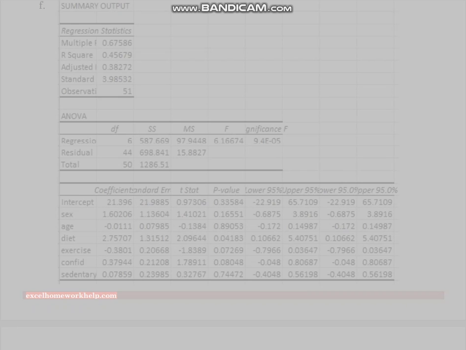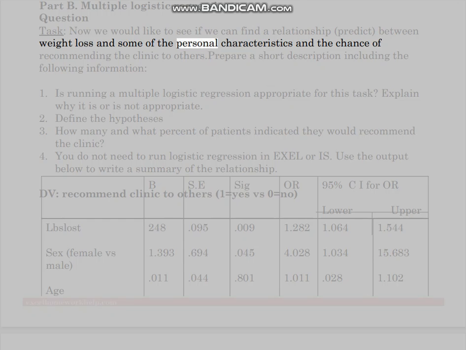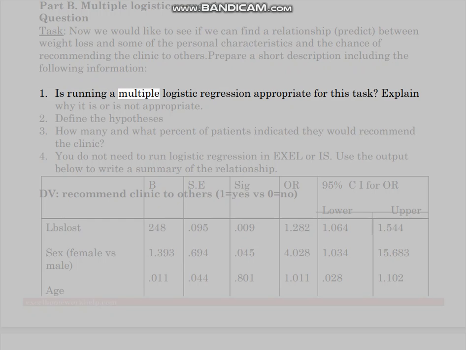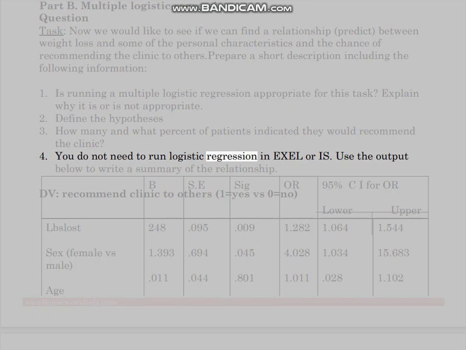Part B, Multiple Logistic Regression. Question Task. Now we would like to see if we can find a relationship, predict, between weight loss and some of the personal characteristics and the chance of recommending the clinic to others. Prepare a short description, including the following information. 1. Is running a multiple logistic regression appropriate for this task? Explain why it is or is not appropriate. 2. Define the hypotheses. 3. How many and what percent of patients indicated they would recommend the clinic? 4. You do not need to run logistic regression in Excel or IBS. Use the output below to write a summary of the relationship.